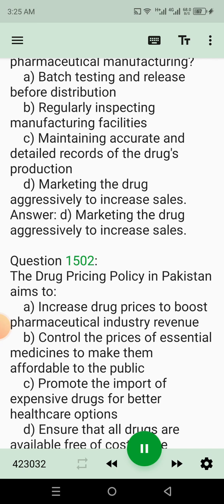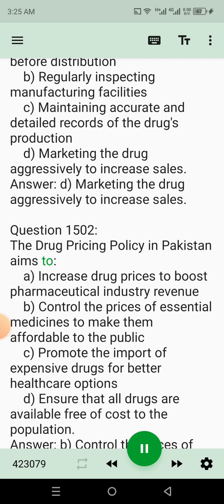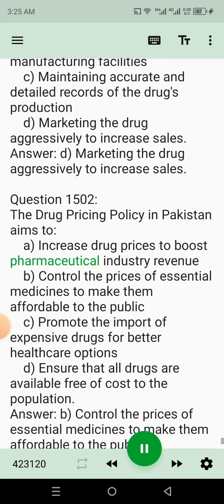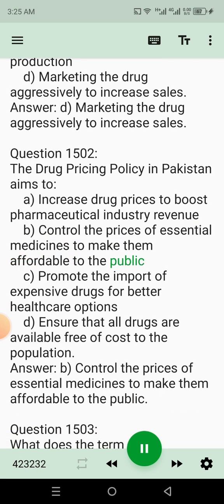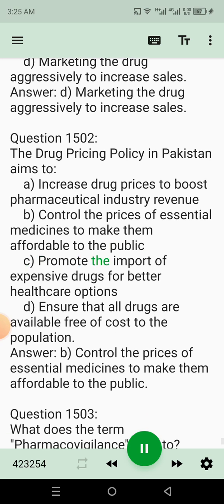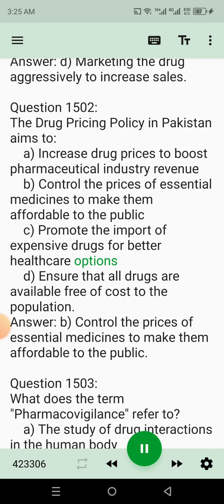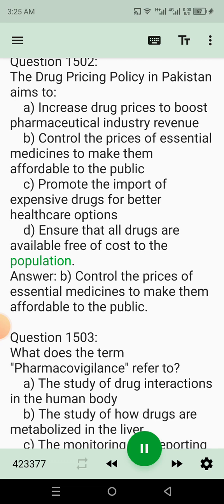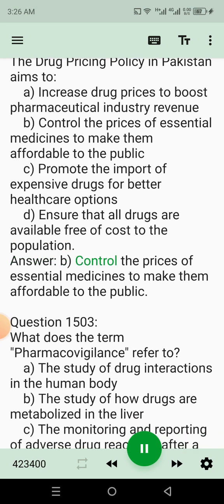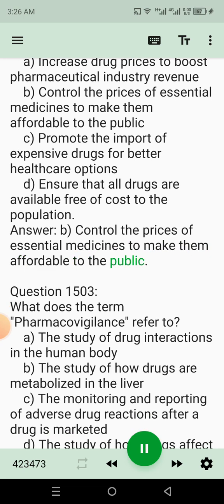Question 1502. The drug pricing policy in Pakistan aims to: A. Increase drug prices to boost pharmaceutical industry revenue. B. Control the prices of essential medicines to make them affordable to the public. C. Promote the import of expensive drugs for better healthcare options. D. Ensure that all drugs are available free of cost to the population. Answer: B. Control the prices of essential medicines to make them affordable to the public.